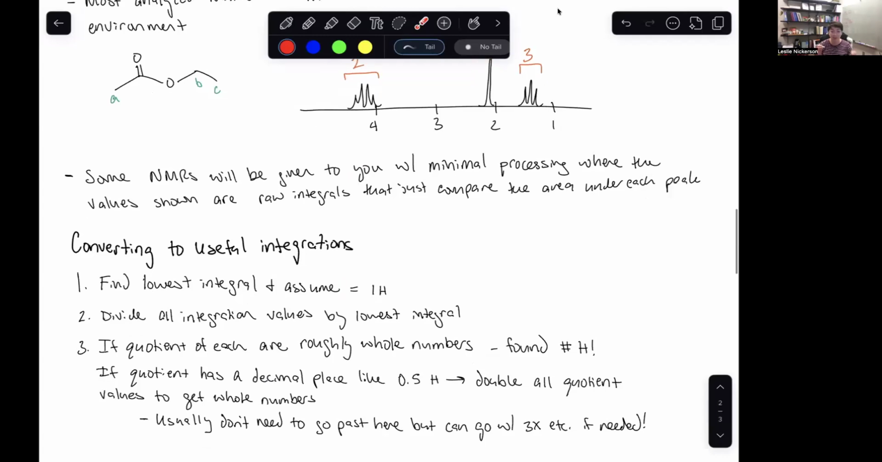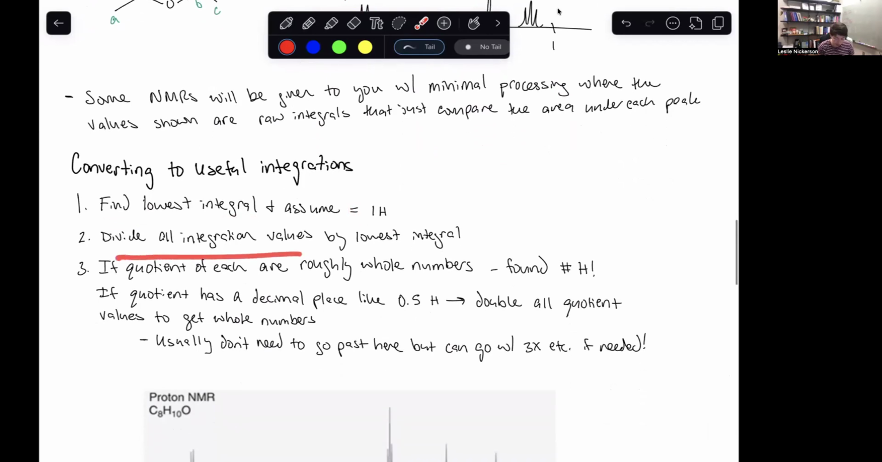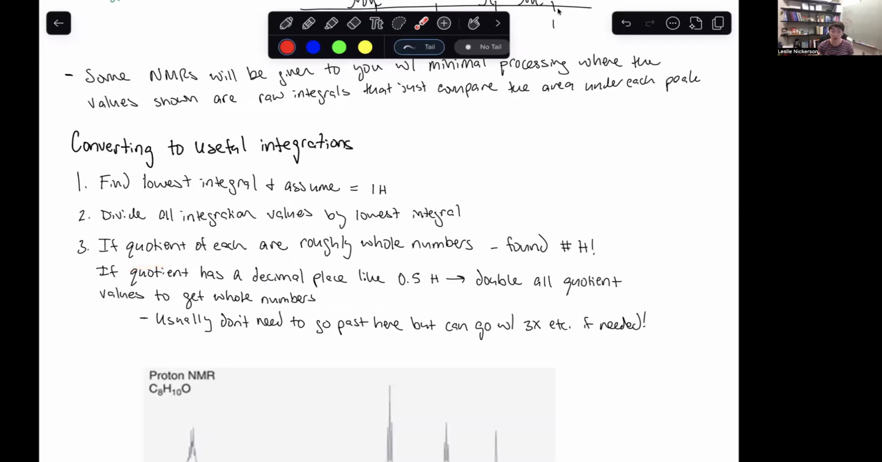If you're given something that has minimal processing, sometimes they might be raw integrals that are just comparing the area under each peak. So it's just spitting out some numbers that are equivalent to the area of that peak. In that case, you do need to do a little bit of conversion yourself. Find your lowest integral and assume that that's going to be 1 hydrogen. Then you can divide all your integration values by that lowest integral. And if that quotient is roughly whole numbers, you've probably got it.